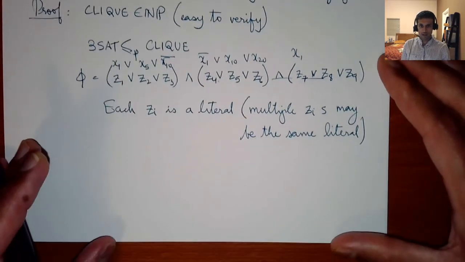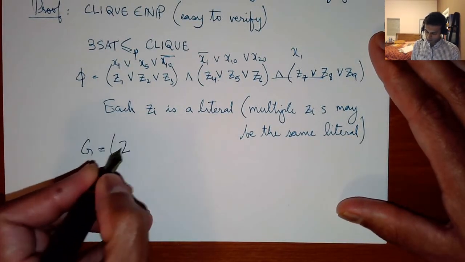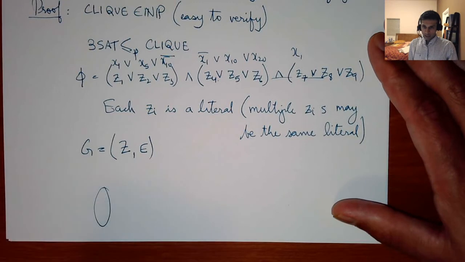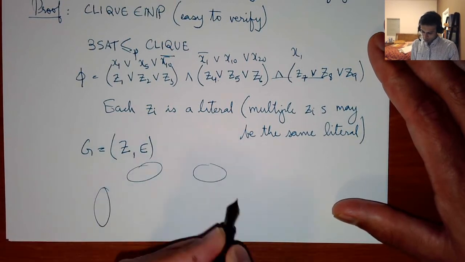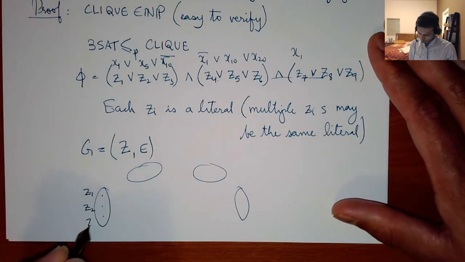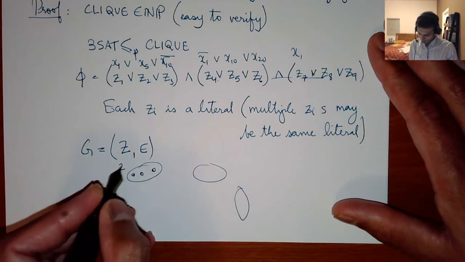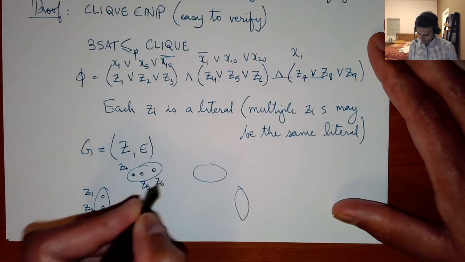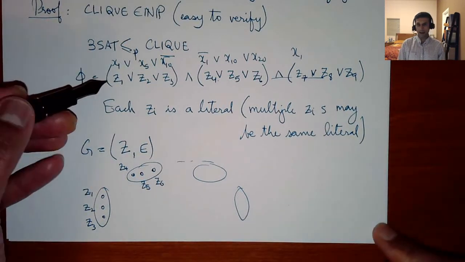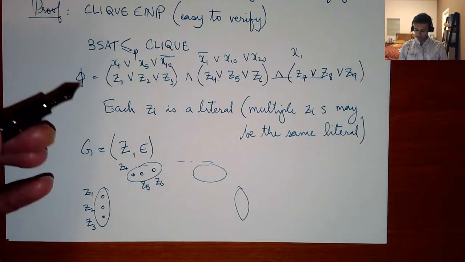And now here's how I'm going to construct the clique. I'm going to construct a graph where the vertex set is going to be all the z's. I'm going to tell you what the edges are. What I'm going to do is create blocks of 3 vertices: z1, z2, z3, then z4, z5, z6, so on and so forth. So these are the vertices. Essentially, not for every literal, but for every occurrence of a literal, I'm going to construct a vertex.